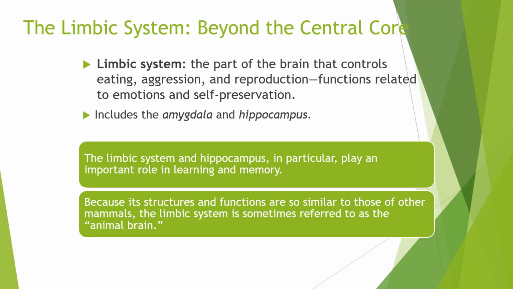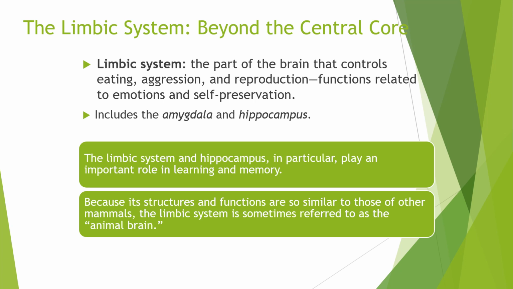The limbic system and hippocampus in particular play an important role with both learning and memory. You may have heard in a previous course about the gentleman referred to as HM. HM was in a bicycle accident and had damage done to his hippocampus, and after the accident he could not form any new memories. So he had some of his long-term memories, but he had no new short-term memories that he could remember or that he could form.